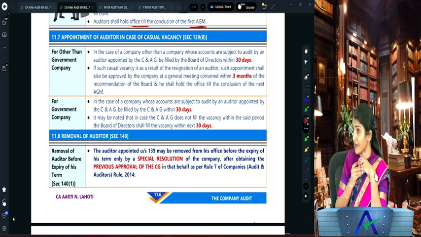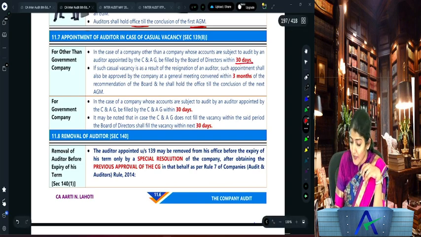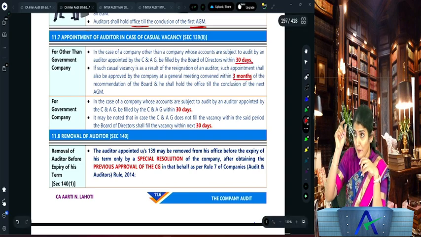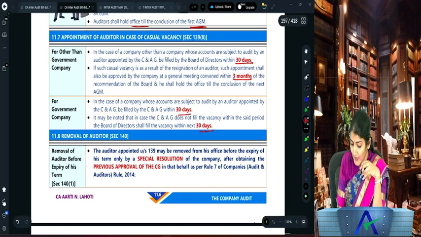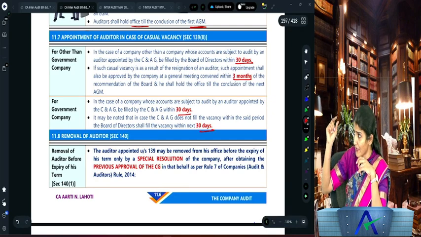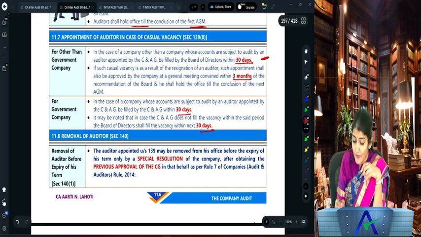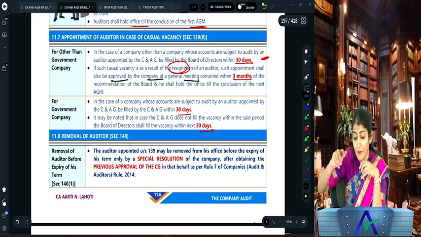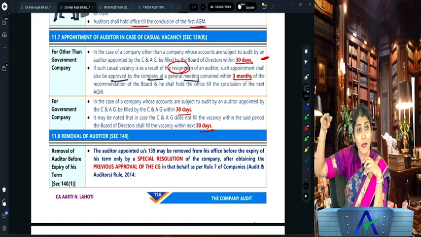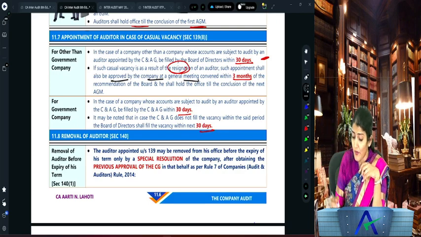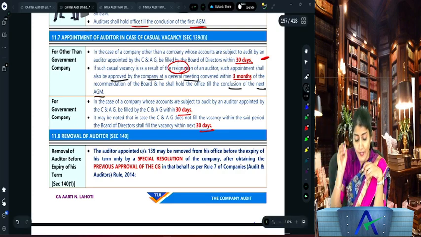Then casual vacancy, other than government company, 30 days and 3 months. You remember 33, 30, 30. Within 30 days it is to be filled by the board. However, if the casual vacancy is due to the resignation of the auditor, it is to be approved by the company at the general meeting convened within 3 months of the recommendation of the board, and the auditor will hold office till the conclusion of the next AGM.